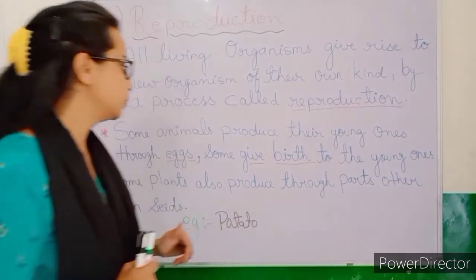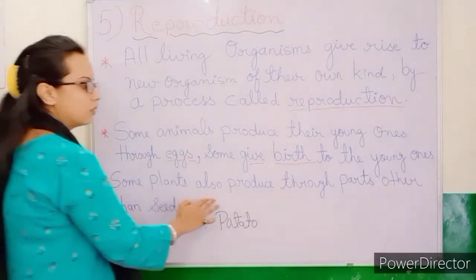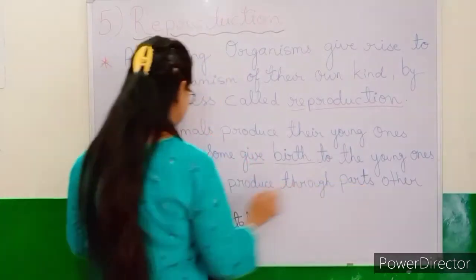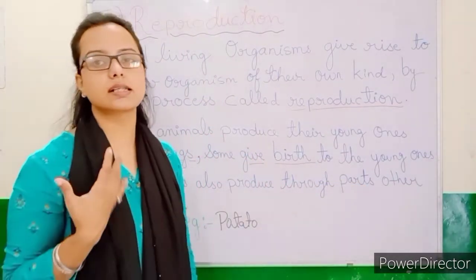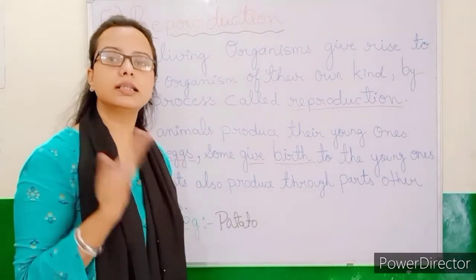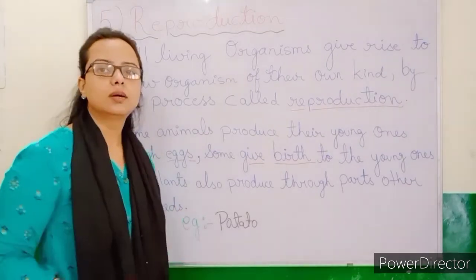Okay, so through which the plants can be produced. So some plants also produce through parts other than seeds. Some of the plants produce through seeds, and some plants produce other than the seeds. So the example is the potato.